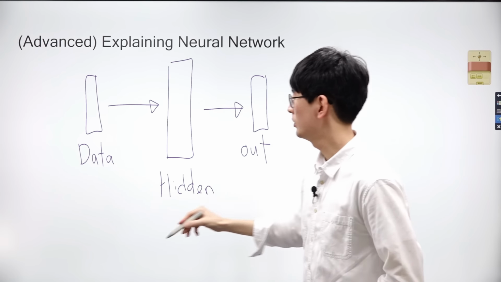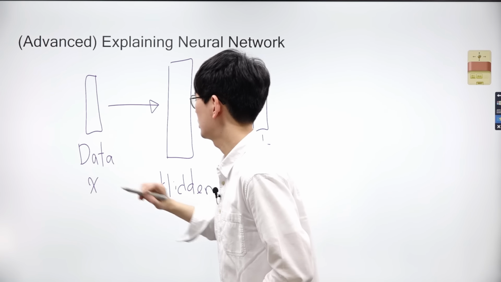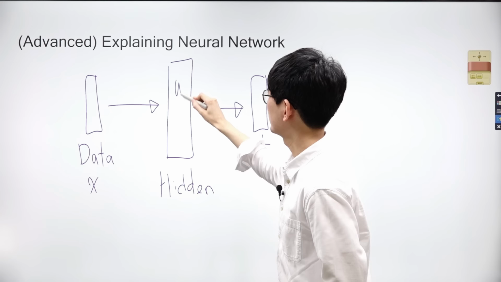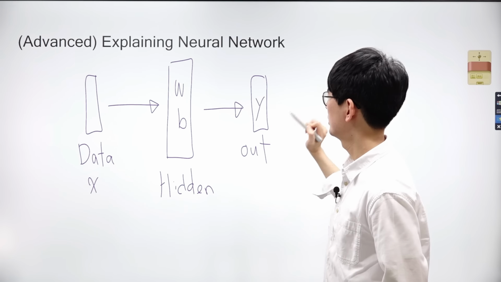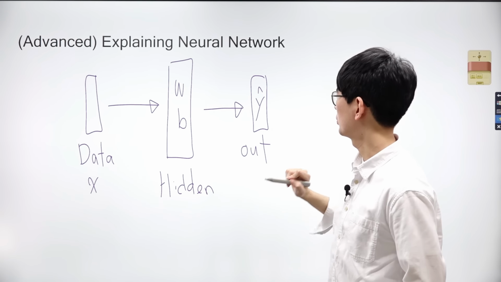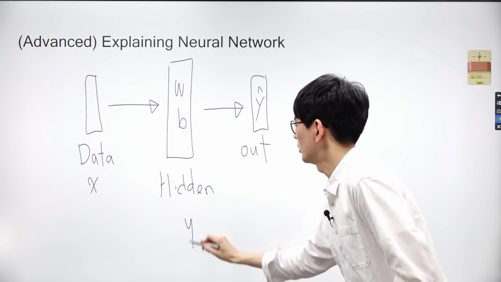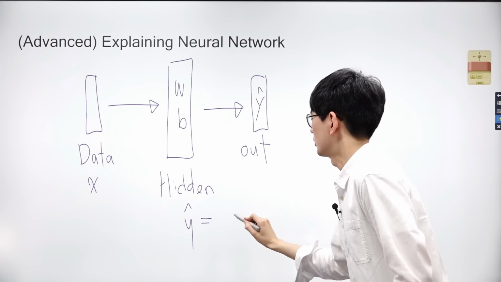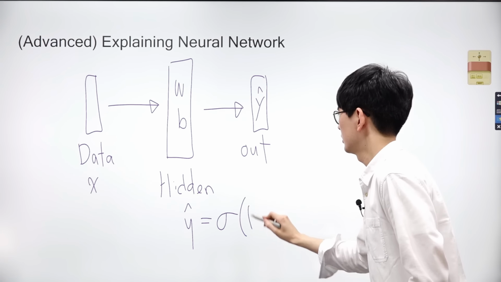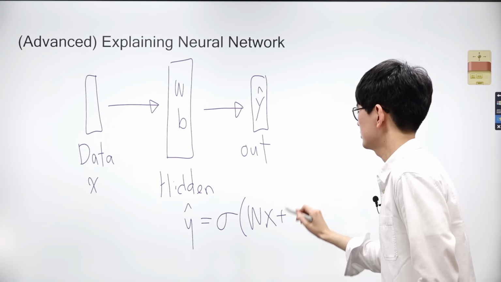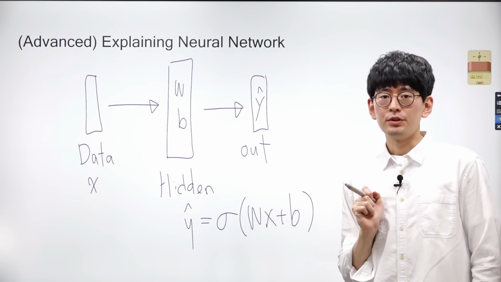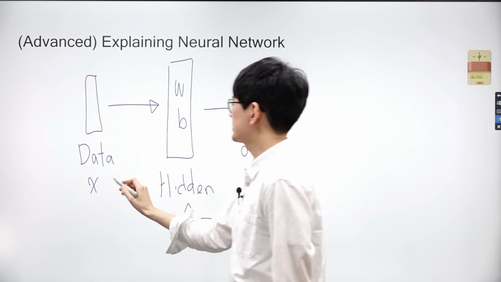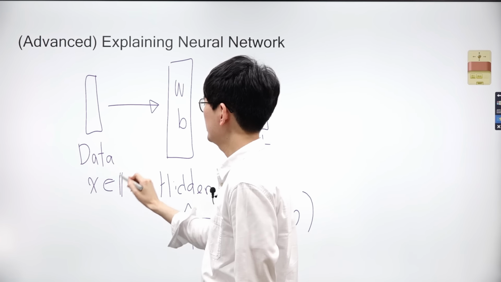Let's denote the data as x, the weights and bias in the hidden layer as w and b, and finally the output as y hat. Then, the output y hat is determined by the activation function sigma applied to wx plus b. Let's explore how multiplication between a matrix and a vector operates within this process.